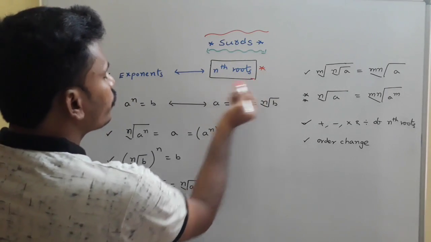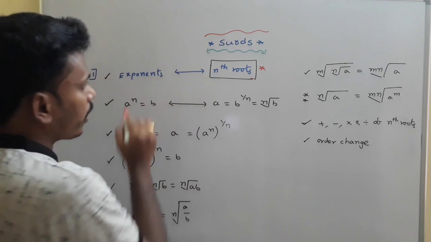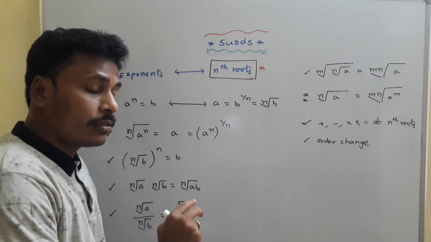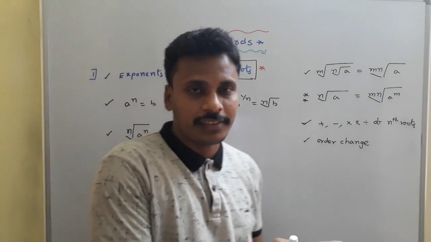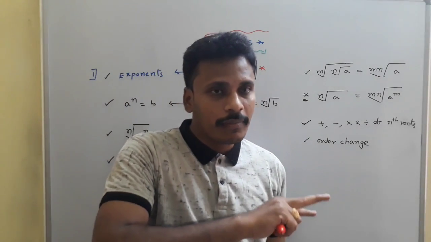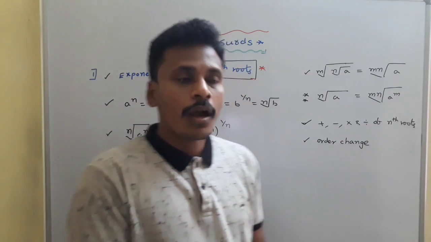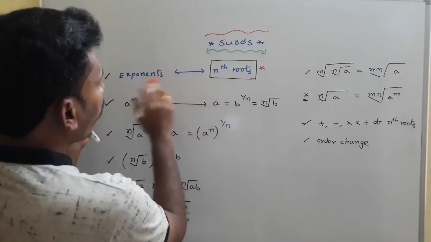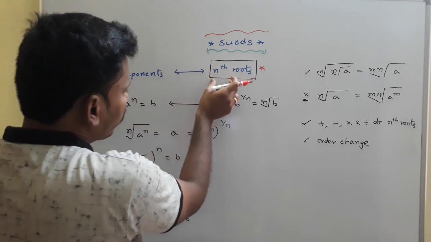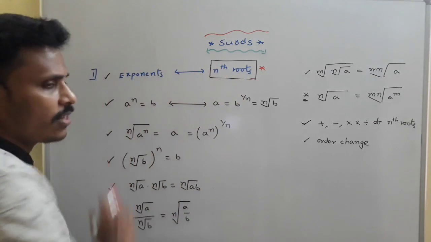And nth roots is just conversion of exponents, just like addition and subtraction, and in the same way, just like multiplication and division. See, exponents and nth roots are both inverse operations, okay? Exponents can be expressed as nth roots, and nth roots can also be expressed as exponents.